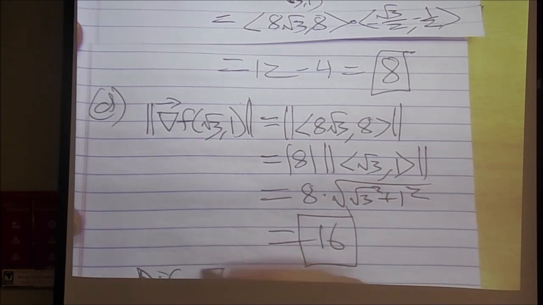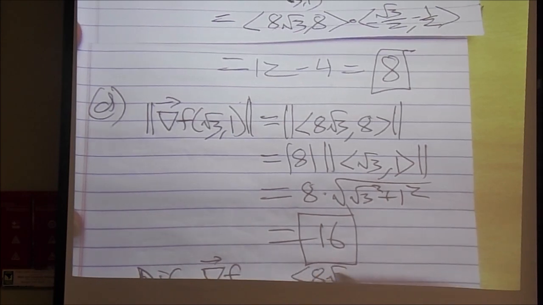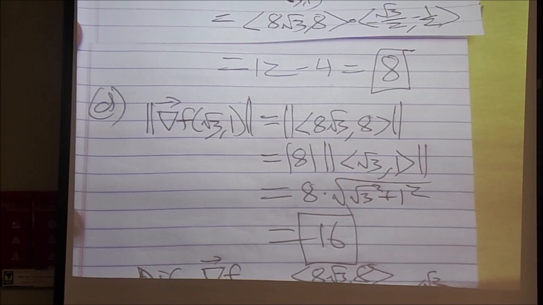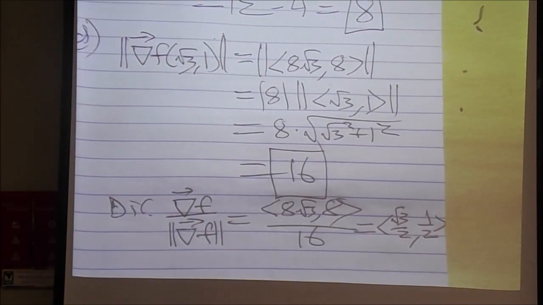So the direction, you could just say it's the gradient, but if we want a unit vector in that direction, we'll say it's the gradient divided by its length. The gradient was 8 square root 3, 8. Its length was 16, evidently. The direction is the unit vector square root 3 over 2, 1/2. So apparently the first vector we got was actually pointed in minus the direction of the gradient, and we were getting the minimum possible directional derivative as a result.